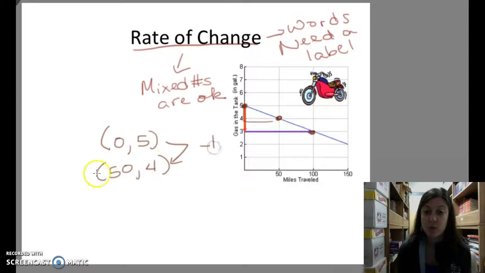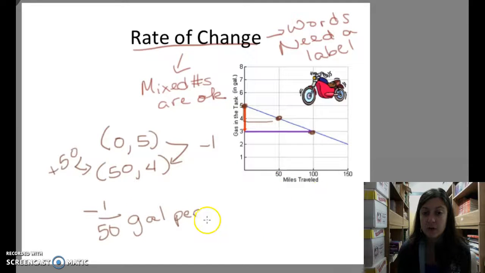This goes down by 1. This goes up by 50. So your answer is -1 over 50. We're going to do this. The Y label, gallons, per the X label, miles.